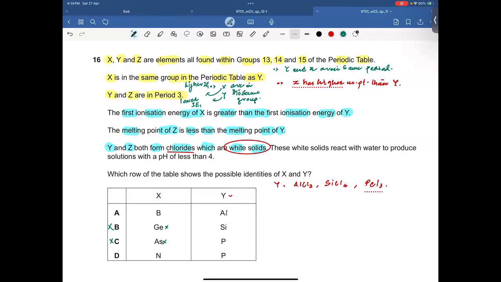By the way, it is liquid at RTP. It is also liquid at RTP. We have been given this information in periodicity. So obviously silicon and phosphorus won't be the right option because their chlorides are liquids, whereas aluminum chloride is solid. So this must be correct.